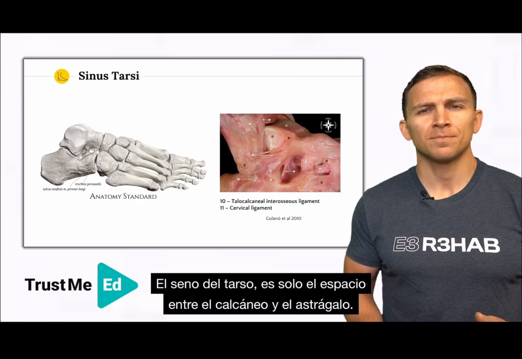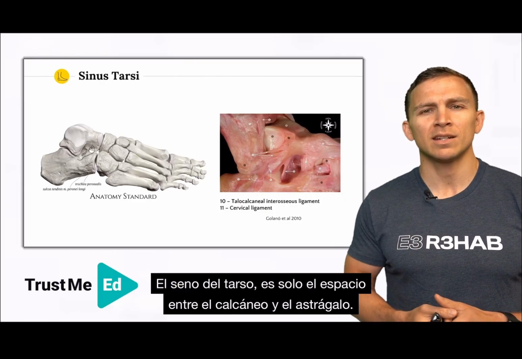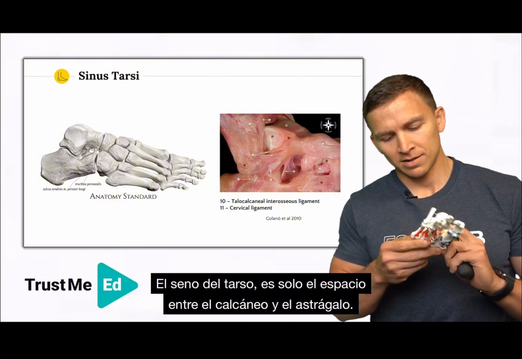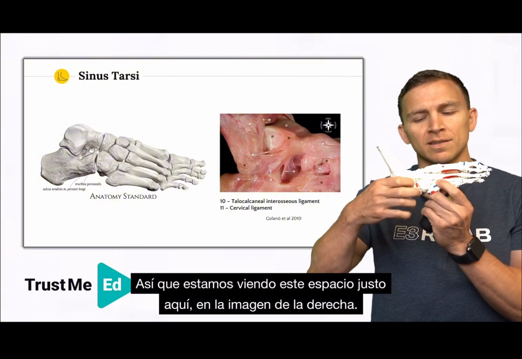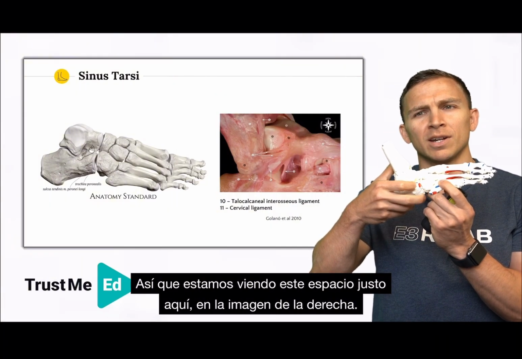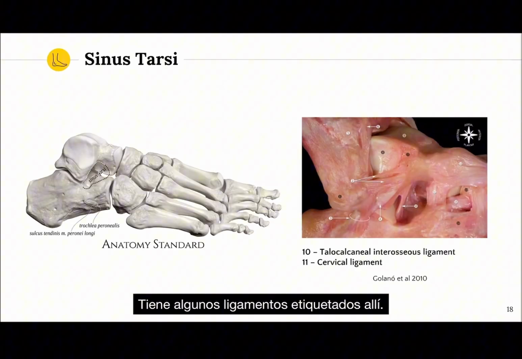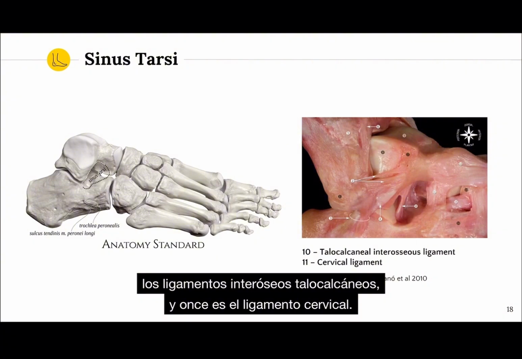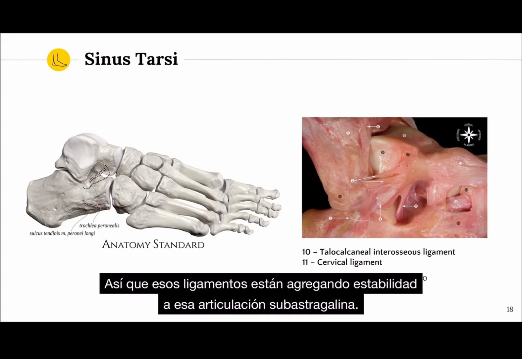The sinus tarsi is just the space between the calcaneus and talus there. So we're looking at this space right in here. Picture on the right, it has some of the ligaments labeled there. So number 10, the talocalcaneal interosseous ligament, and 11 is the cervical ligament. So those ligaments are adding stability to that subtalar joint.